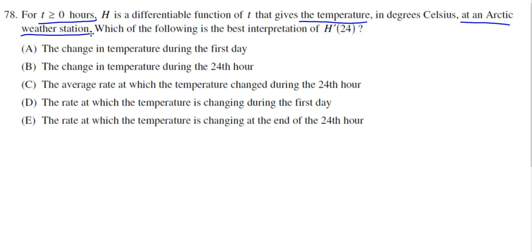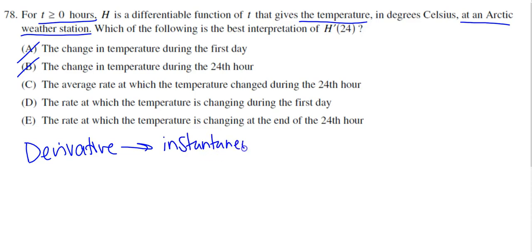And remember, the derivative gives you the rate. So I can automatically, let's write this for our correction, derivative implies rate. So I can automatically take out A and B. I can actually take out C as well, because let's write this, it's instantaneous rate. Okay, it's not the average rate, it's the instantaneous, right?